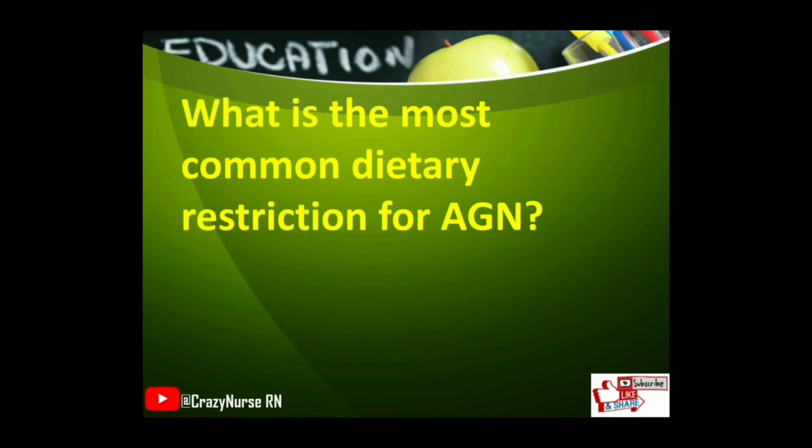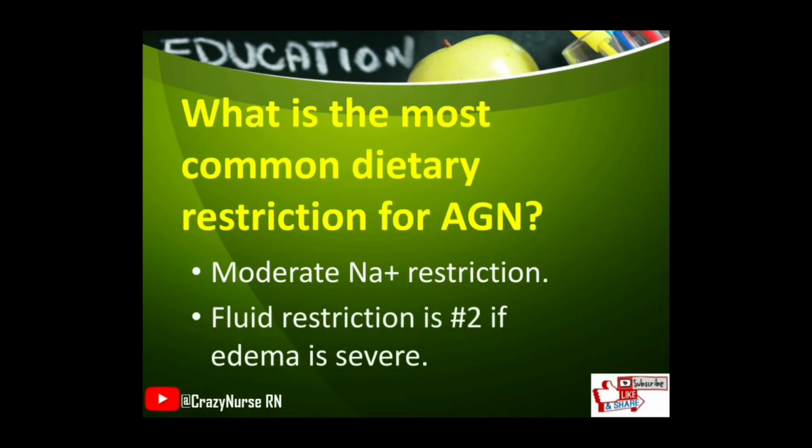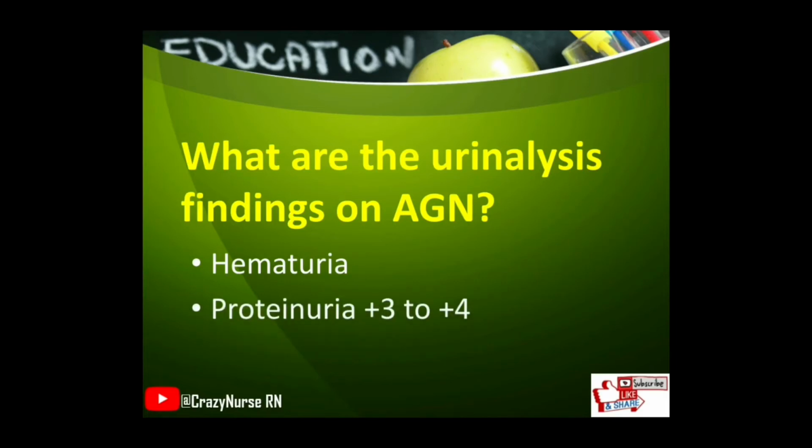What is the most common dietary restriction for AGN? Moderate sodium restriction. Fluid restriction is number 2 if edema is severe. What are the urinalysis findings in AGN? Hematuria. Proteinuria +3 to +4. Specific gravity up.